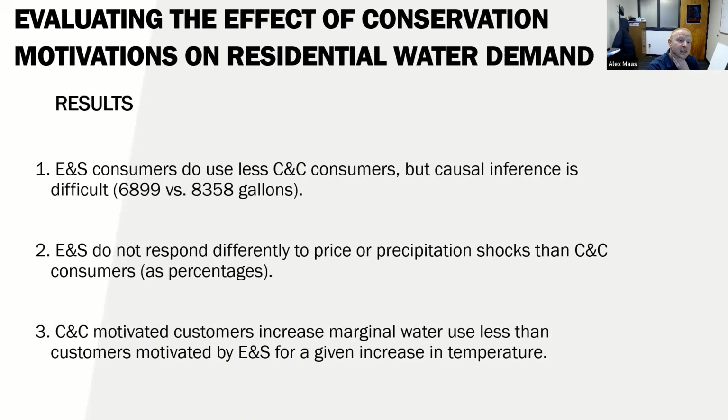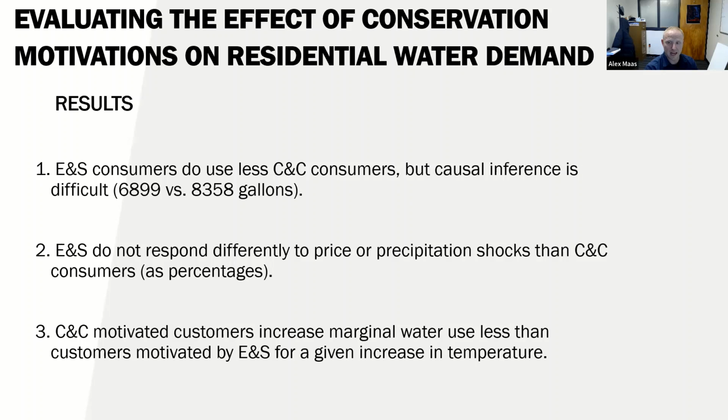And what we find is that on average, environmentally and socially motivated consumers actually do use considerably less water per person than those motivated by cost and convenience. So it's 1,500 gallons, give or take. It's actually a pretty substantial amount per person.